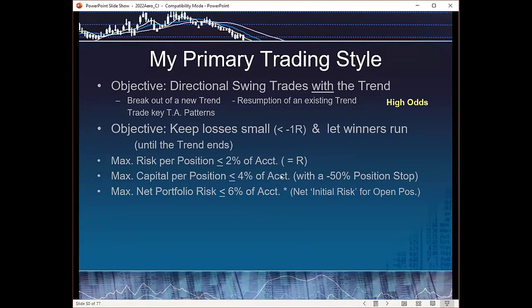My risk per position is no more than 2% of my account. Now, I certainly can trade smaller than that, and I have occasionally in very volatile markets, but never more than that. And then that 2% risk rule, I already showed you how it used 4% of my capital, but it's still only risking 2% of my account value. And then I have a portfolio risk where I have no more than 6% of my account at risk with the initial risk of any open position.